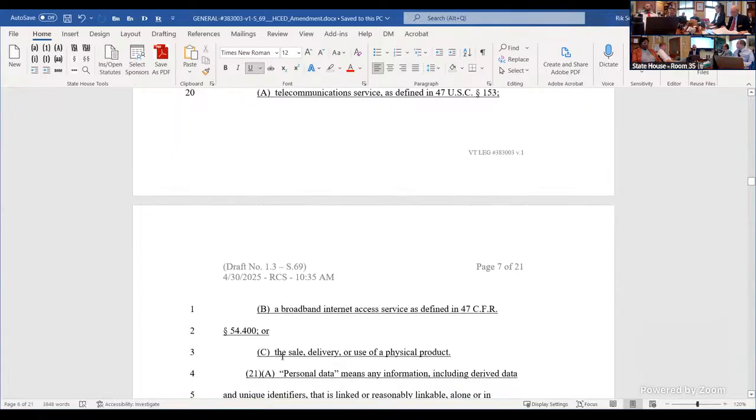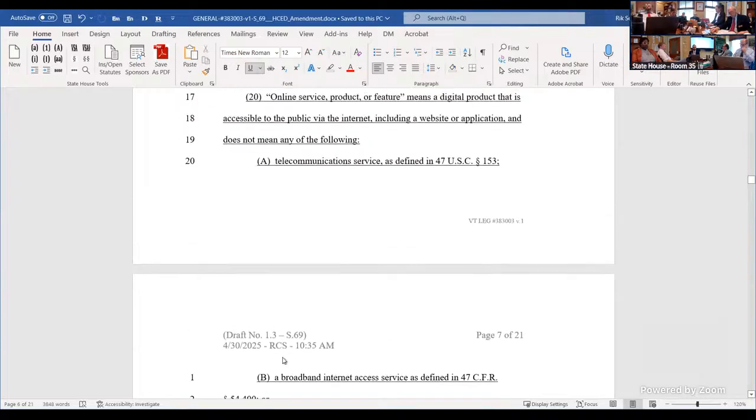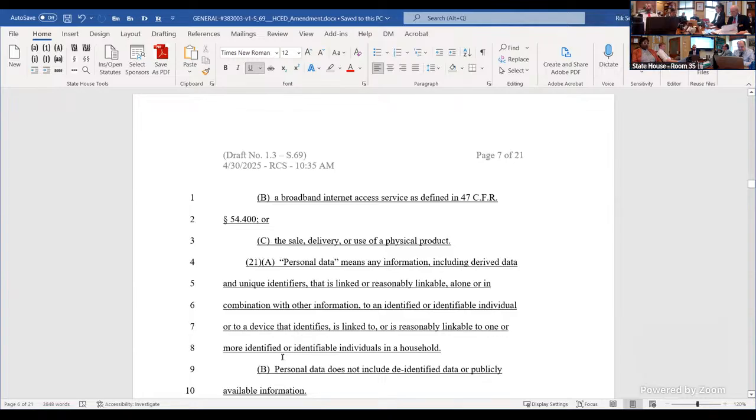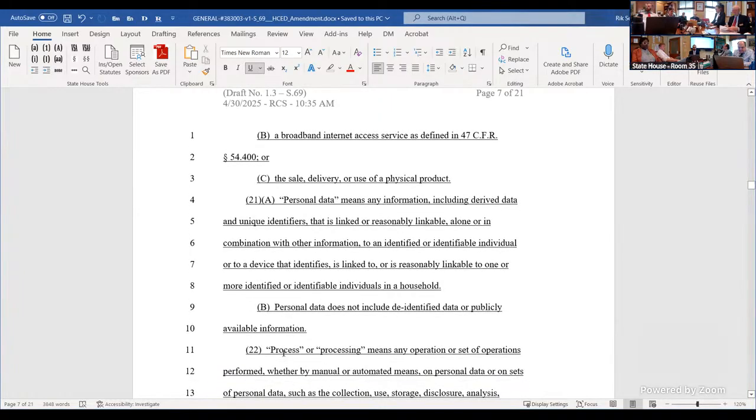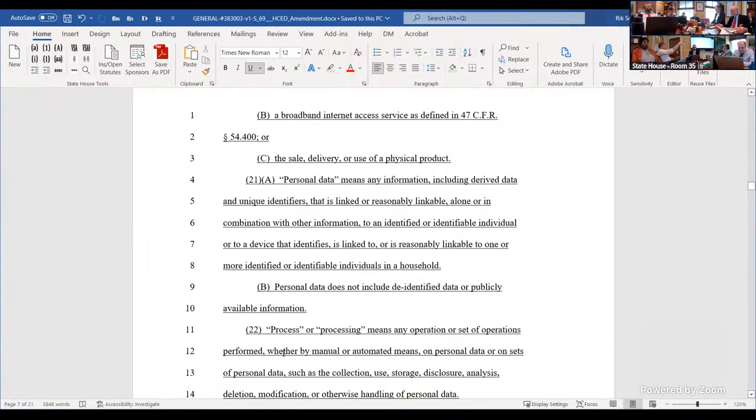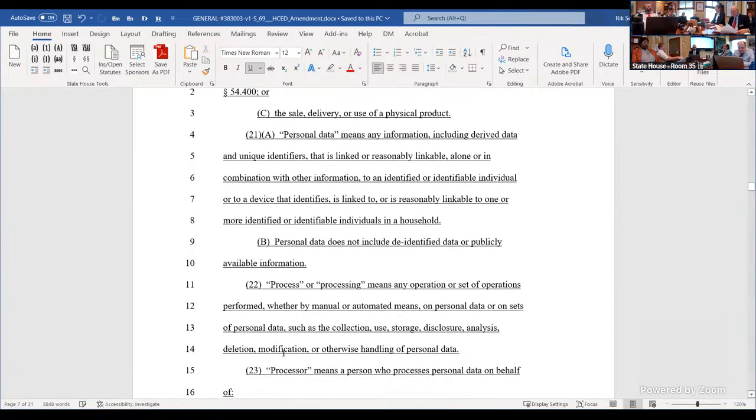Or C, the sale, delivery, or use of a physical product. So it has to be a digital product that is, quote, an online service, product, or feature. Personal data means information that is linked or reasonably linkable, alone or in combination with other information, to an identified or identifiable individual, or to a device that identifies, is linked to, or is reasonably linkable to one or more identified or identifiable individuals in a household. It does not include de-identified data or publicly available information.